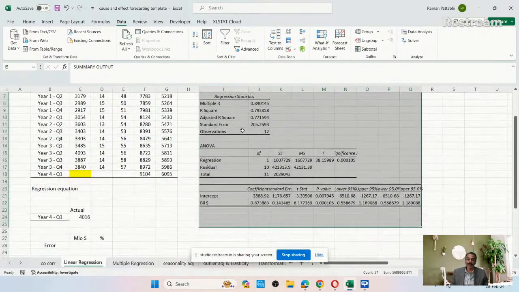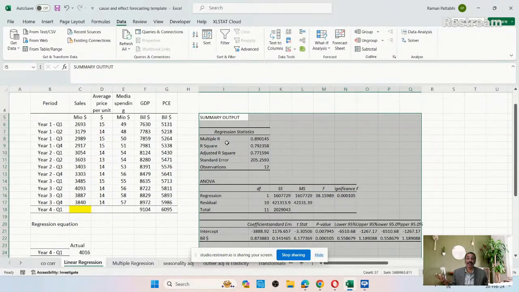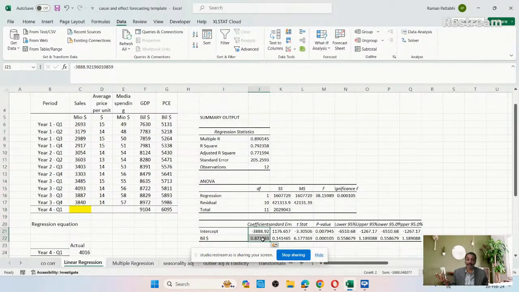Okay, so you get the statistics easily in Excel also, but of course you can use either SPSS or Python or any other software packages to build this regression model. So you can see the coefficients are clearly available here. Intercept is minus 3888, and slope is given by 0.87. So you can as well build the model.